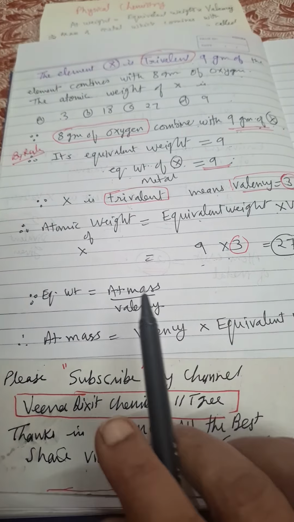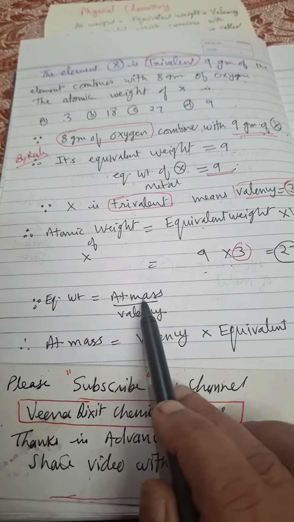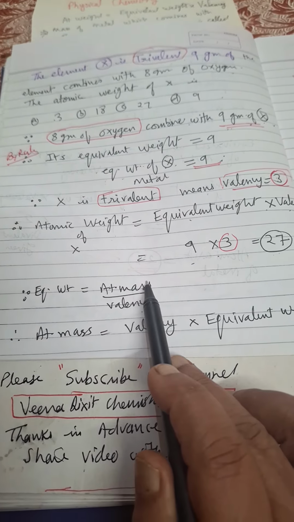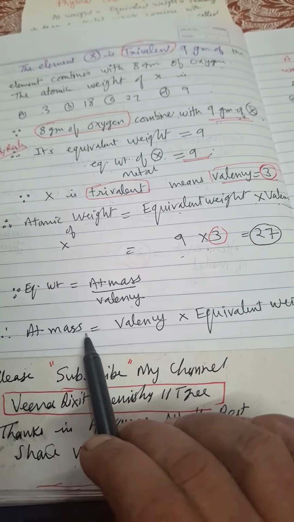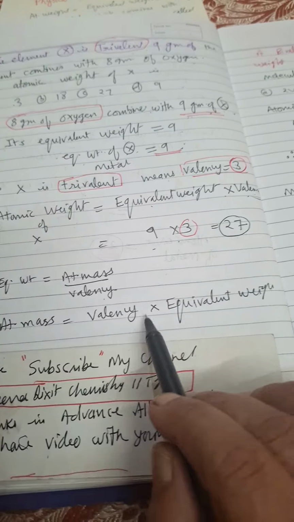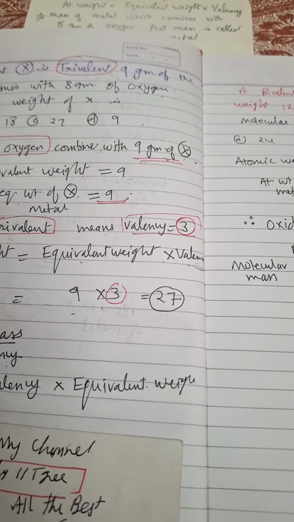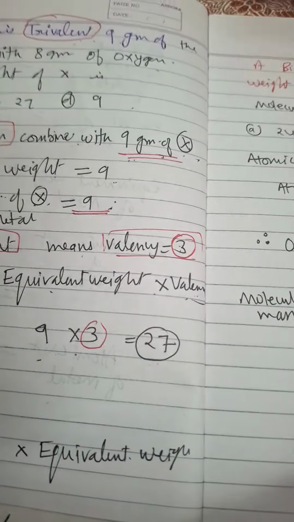Now what is the tip of the day? Equivalent weight is equal to atomic mass by valency. We discussed this. So if we have to calculate atomic mass, at that time atomic mass will be equal to valency multiplied by equivalent weight, and we can calculate every question. Right? Now we will discuss here.